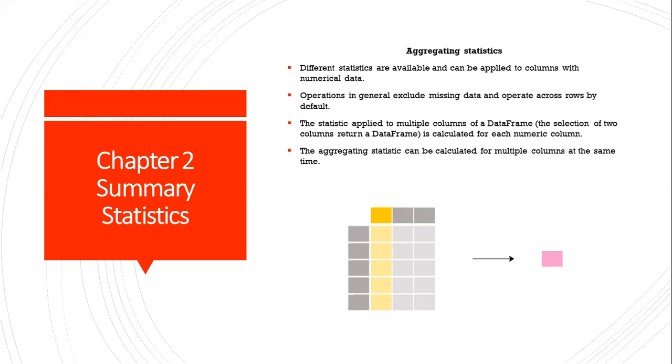The statistic applied to multiple columns of a data frame is calculated for each numeric column. The aggregate statistic can be calculated for multiple columns at the same time.